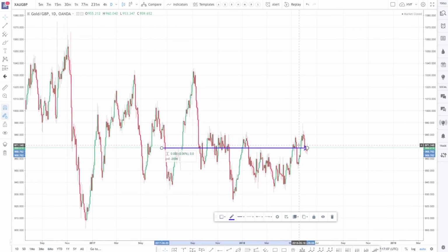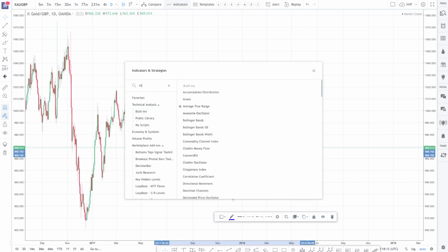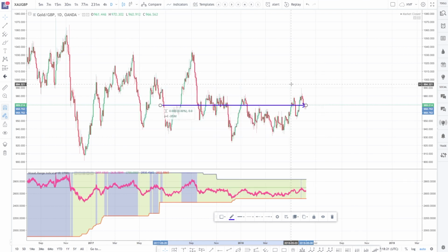So we can't just use the current day's price to go backwards and determine whether or not we have Nisaab. But to make it easy, we made an indicator to help you determine when you'll be eligible to pay Zakah, and when you're not eligible to pay Zakah. So if you click on indicators up here and type in Nisaab, you should see the Nisaab range indicator, which is what we made.